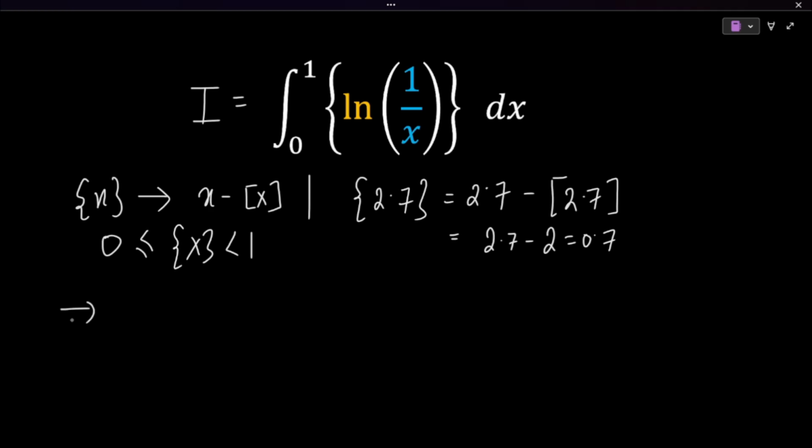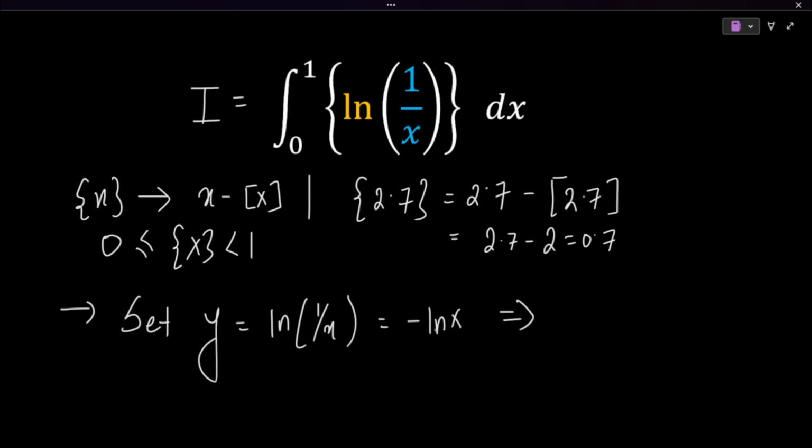So to start off, what we'll do is we'll set y equal to ln of 1 by x, which is nothing but minus ln x. And if you solve this, this gives you ln x equals minus y, and x would be equal to e to the power minus y, correct? Now, to transform, we need dx. So differentiate both sides and you should get minus e to the power minus y dy.